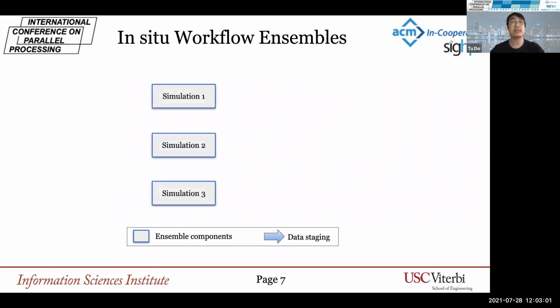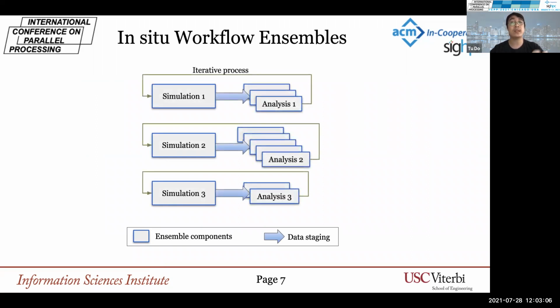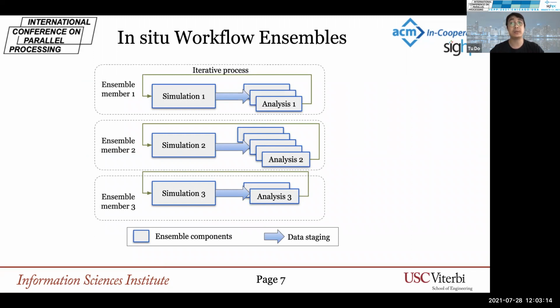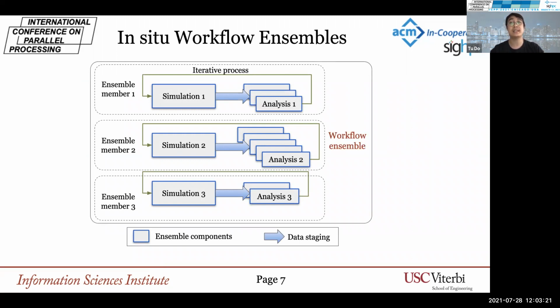Let's say we have a set of simulations that run in parallel, and each simulation is coupled with several analyses. Every coupling of simulation and analysis forms an ensemble member, and all the ensemble members form the workflow ensemble. So there are three levels of granularity here: ensemble component, ensemble members, and workflow ensembles. We would like to capture the behavior of the workflow ensemble at all those levels.